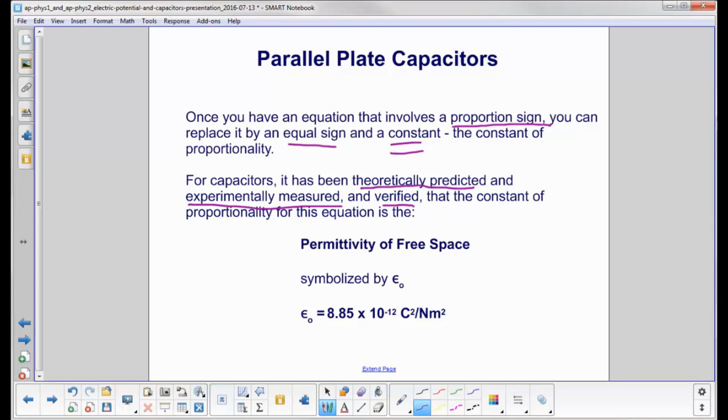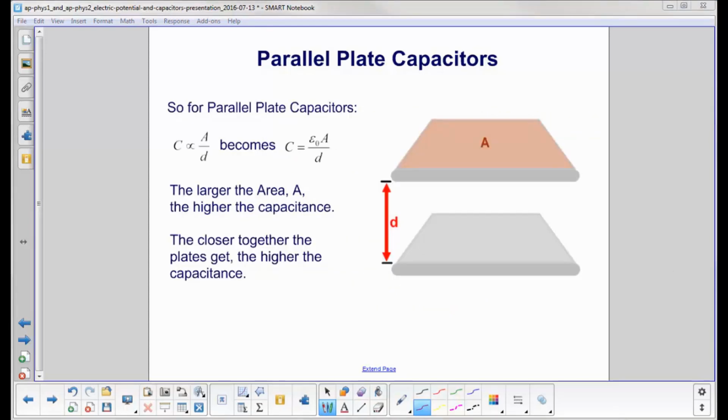This shows up in many other places, but this is the first time we're introducing it here. And it's symbolized by epsilon 0, and it's 8.85 times 10 to the minus 12 Coulomb squared divided by Newton meter squared. For parallel plate capacitors, C proportional to A over D becomes capacitance is equal to epsilon 0 A over D.